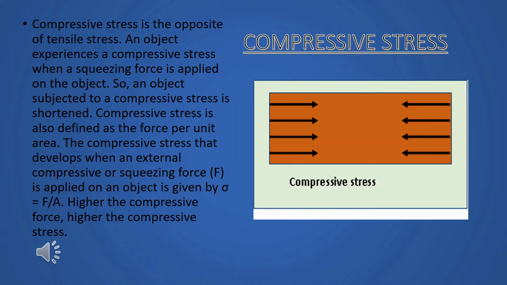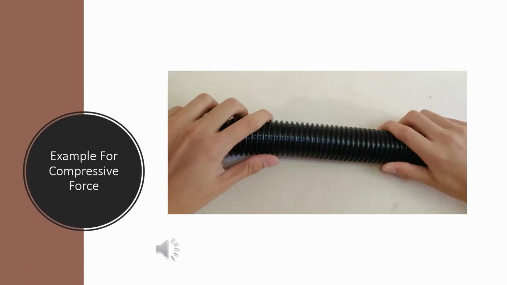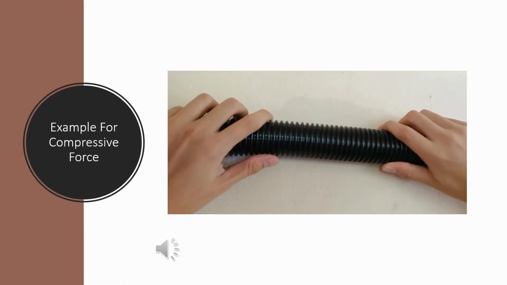The compressive stress that develops when an external compressive or squeezing force is applied on an object is given by stress equal to force over area. The higher the compressive force, the higher the compressive stress. The video shows the force that happens when I compress the vacuum hose.